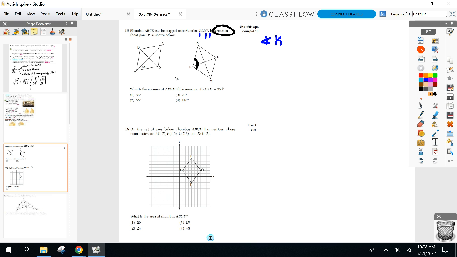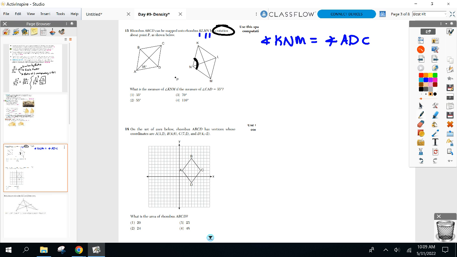So K, N, M. You want to try that again? What's the K match up with? A. What's the N match up with? D. And what's the M match up with? C. So those two are congruent to each other. Everyone say, oh, I got that. Rotations don't change angles, and it's written in a specific order.